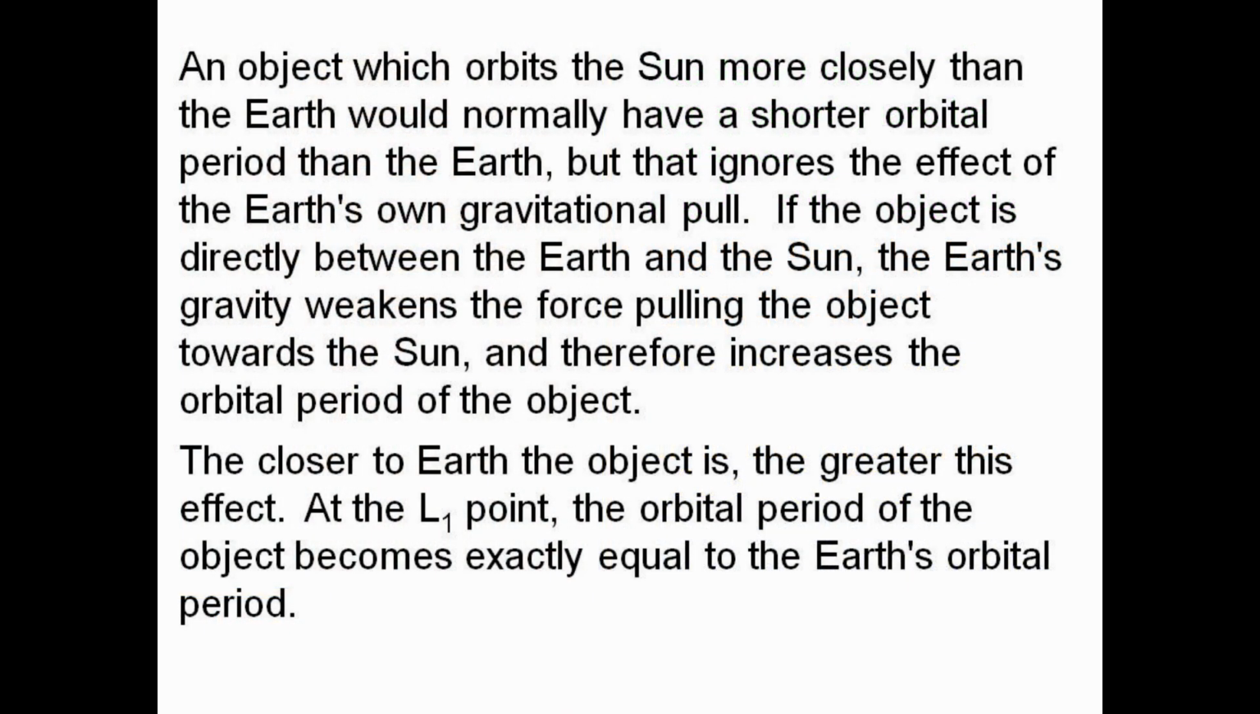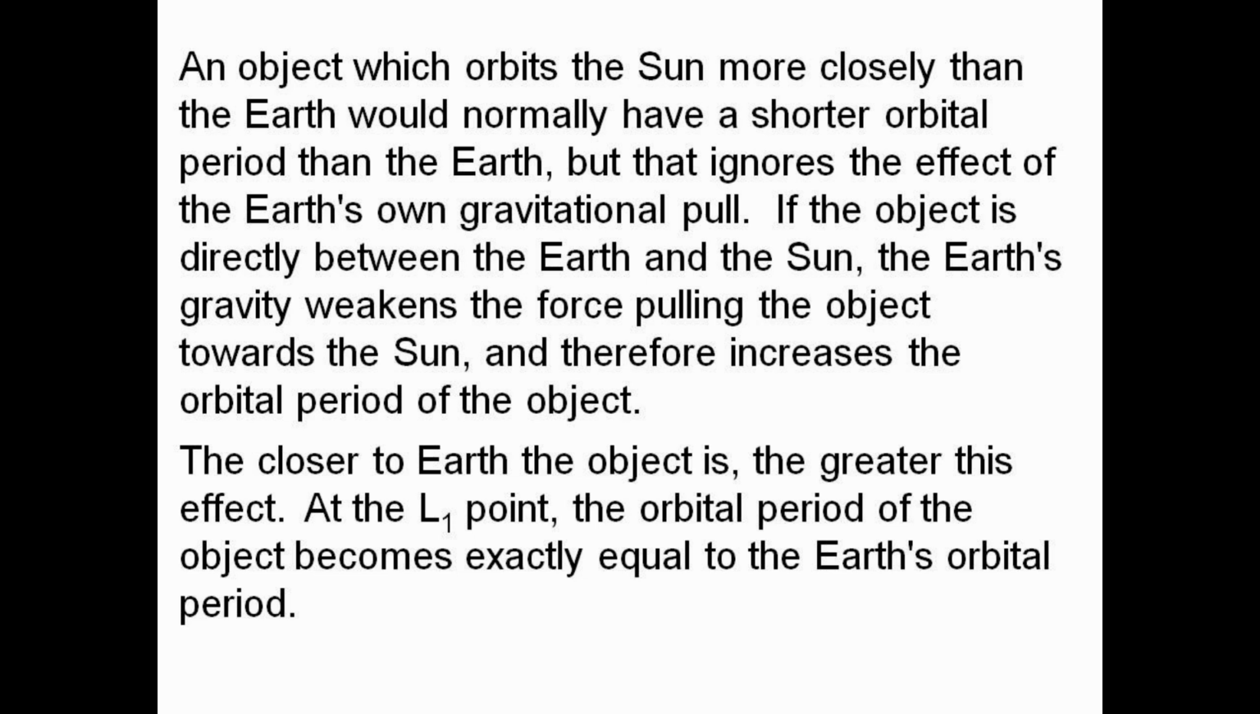Now, I've already said this, I think. An object that orbits the sun more closely than the Earth, something like at the L1 point, should have a shorter orbital period than the Earth. But that ignores the effect of the Earth pulling on it from the back side. So once you get it directly in between the Earth and the sun at just the right distance, the Earth's gravity weakens the force from the sun and therefore increases the orbital period, just as if the sun were less massive than it actually is. Does that make sense? Okay.